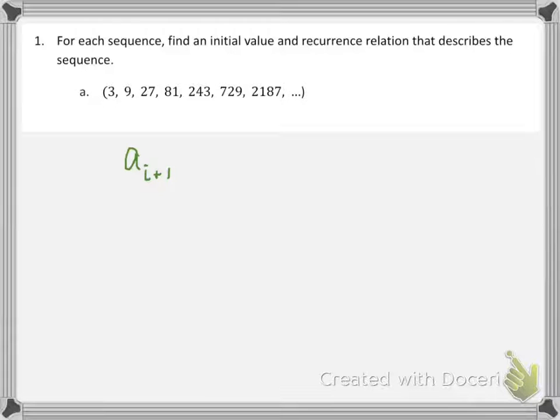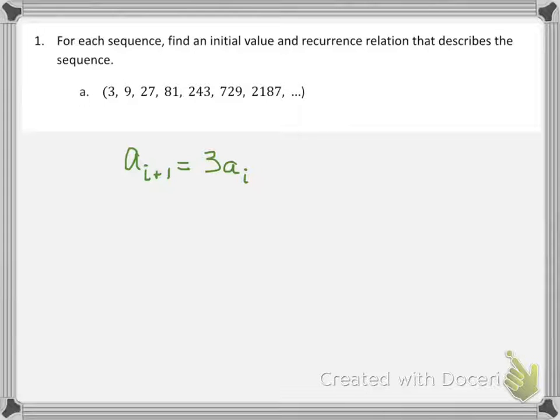Our next result is equal to, well, what is happening to our initial values? Well, if we looked at the 3 to the 9, 3 times 3 is 9, and then 9 times 3 is 27, and 27 times 3 is 81. Looks like we're just multiplying the initial value times 3, so that is our equation. It's just 3 times a sub I.